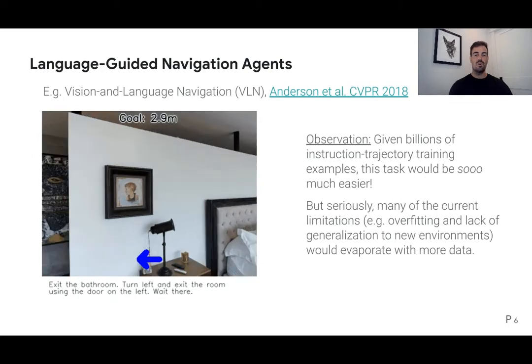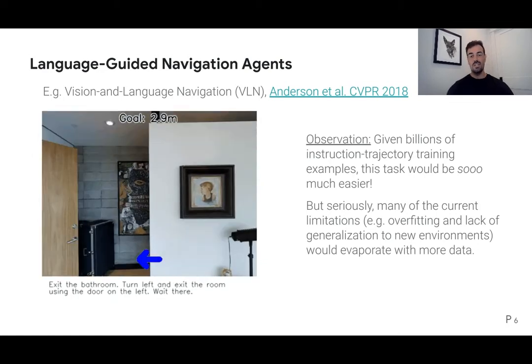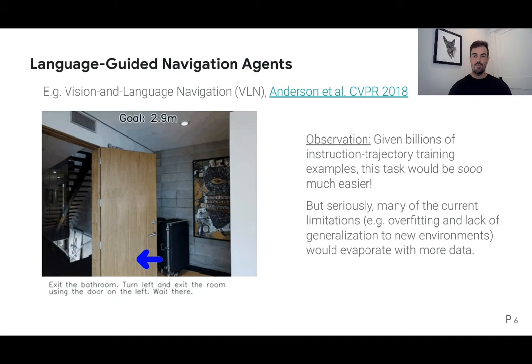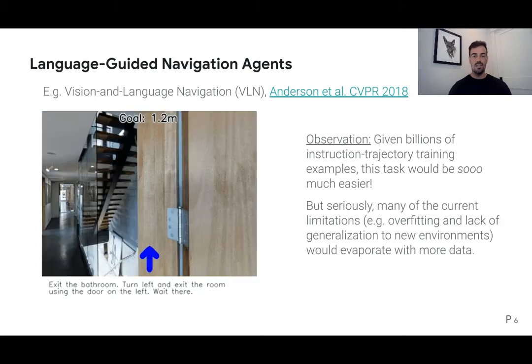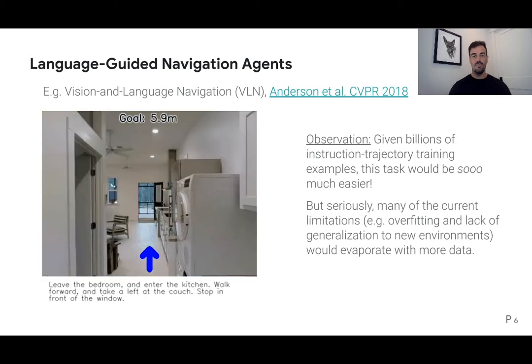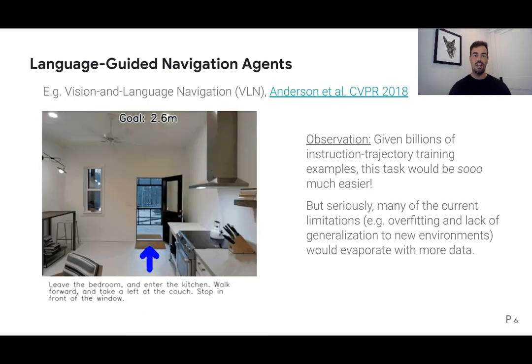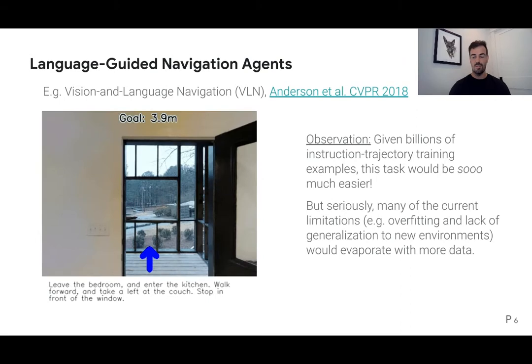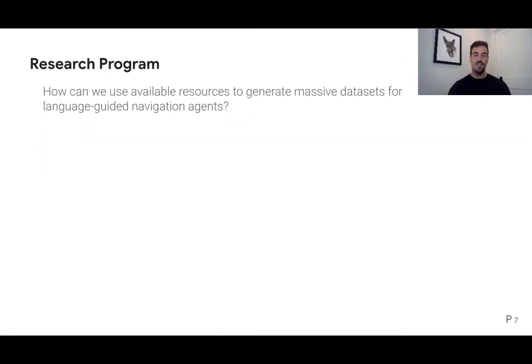So the question is, is there a way that we can stop mucking around with data sets with thousands and tens of thousands of examples and look for hundreds of thousands or even millions of training examples, and how would we possibly do this? This is the research program I'd like to talk about today, guided by this question: how can we use the available resources we have to generate massive data sets for training language guided navigation agents?